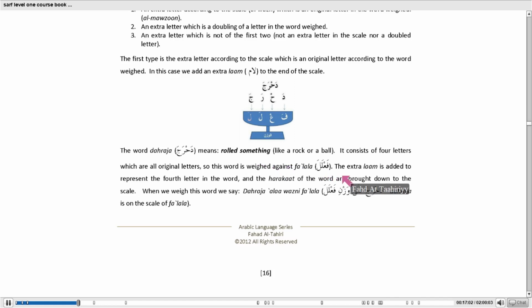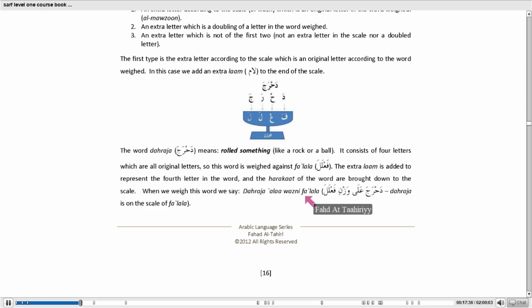Now the extra lam is added to represent the 4th letter in the word, and the harakat of the word are brought down to the scale just as they are. When we weigh this word, we say dahraja ala wazni fa'lala.